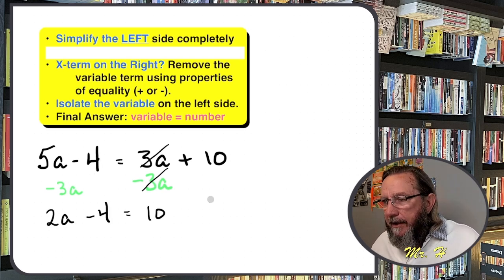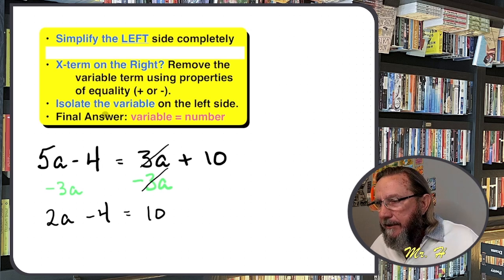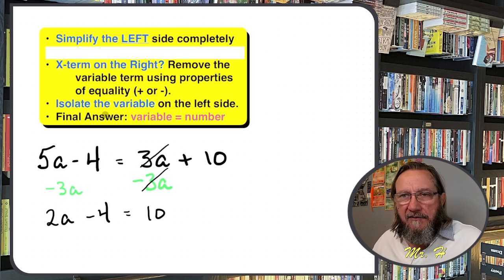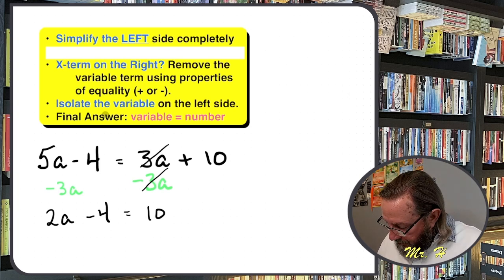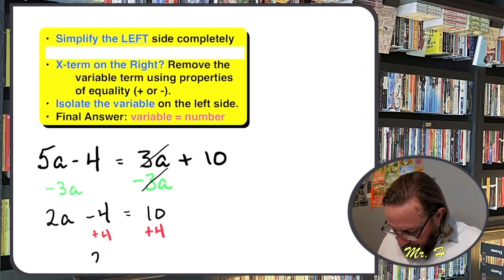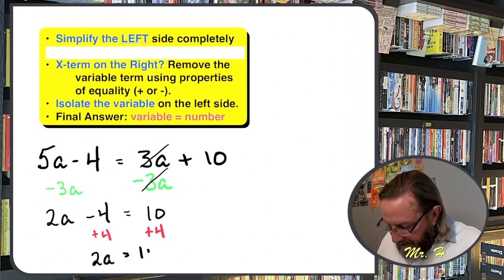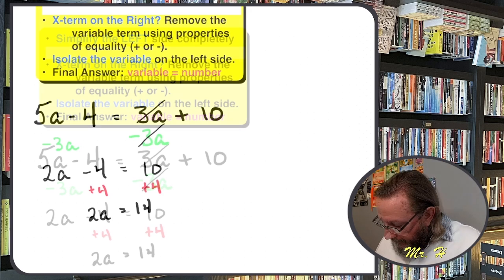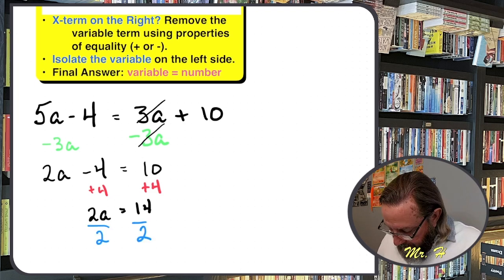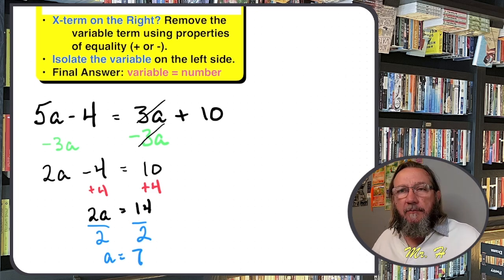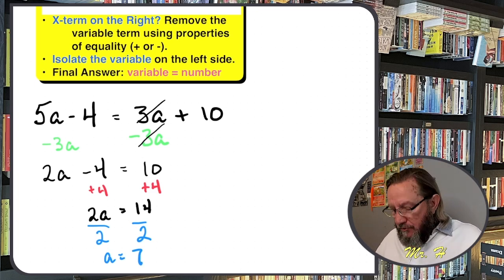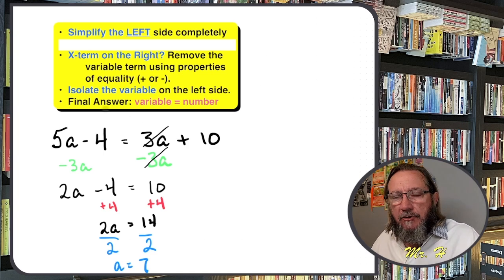And now we're ready for our fourth step right here to isolate the variable on the left side. You know how to do this just as well as I do. We're going to add 4 to both sides. That's going to leave us with 2a equal to 14. And then we're going to divide both sides by 2. And that's going to leave me with a equal to 7. And so that problem is done. All we had to do was sort of add another step to our recipe right here.